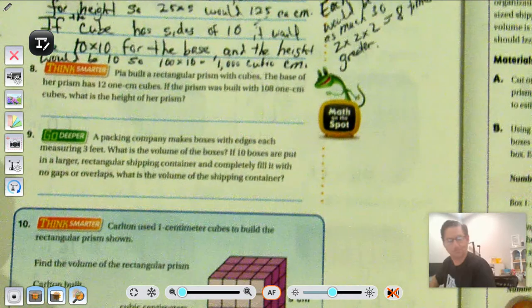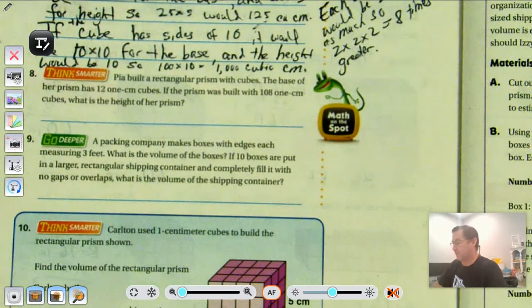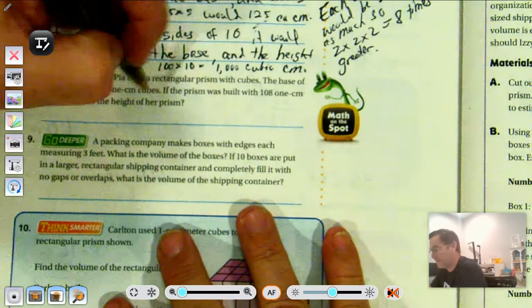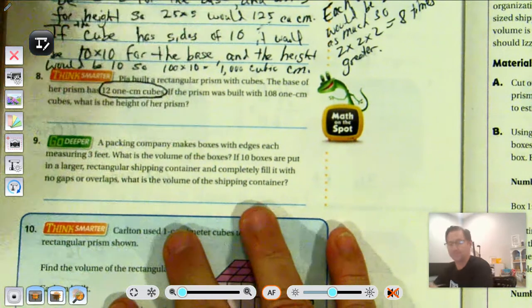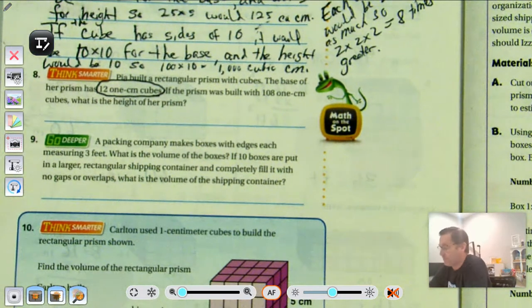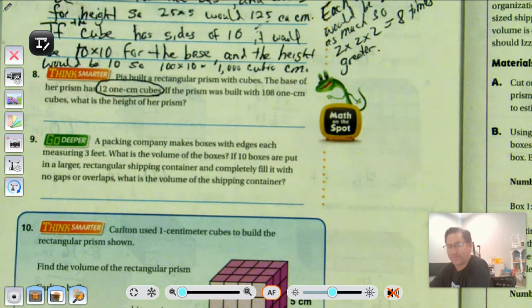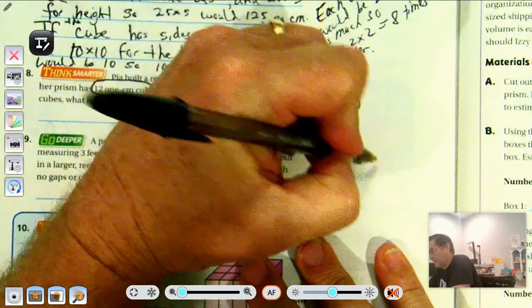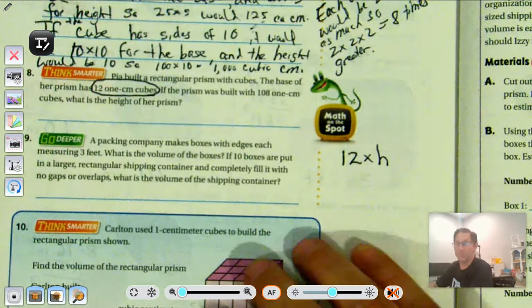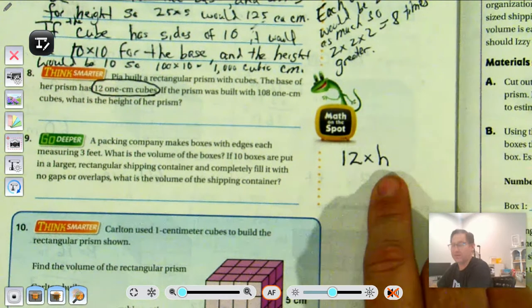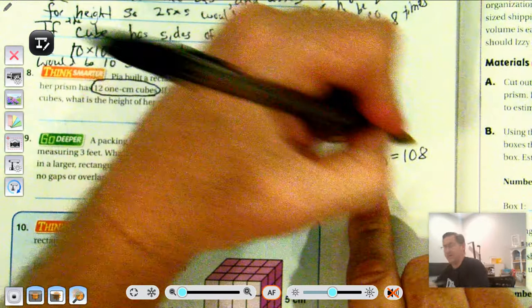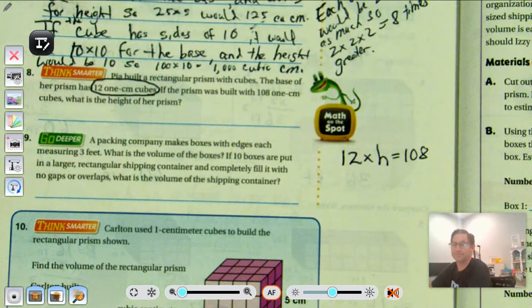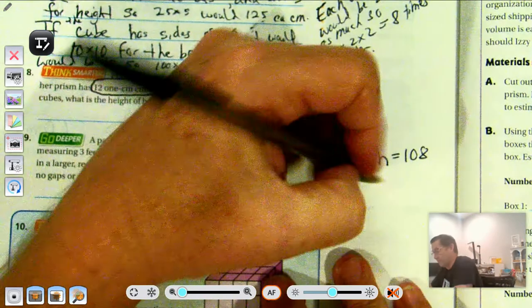Number 8. Pia built a rectangular prism with cubes. The base of her prism has 12 1 centimeter cubes. If the prism was built with 108 1 centimeter cubes, what is the height of her prism? All right, so we would be using something like this. 12 times the height. So the base is 12 times how many layers would give me 108. Well, that's basically just 108 divided by 12, right?